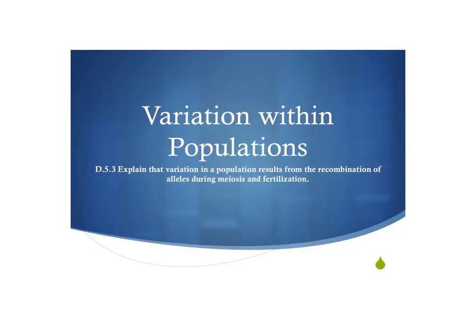Welcome to another lesson on evolution and the diversity of life. Today we're going to be concentrating on variation within populations. How do you get all these variations and differences within a single population of species? Well, by the end of this unit, you should be able to explain that variation in a population results from two things. One, from the process of meiosis, which you studied before, and two, from the process of fertilization.